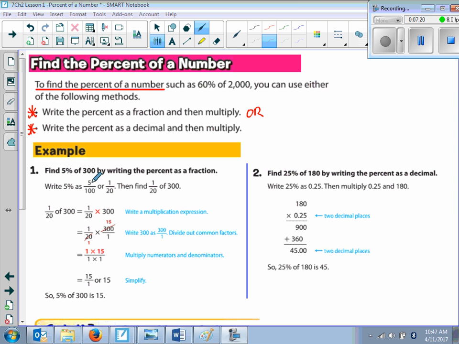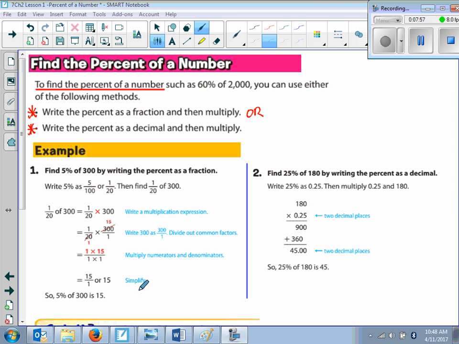Okay, and then you're going to simplify that by dividing the numerator and the denominator by 5, and we get 1/20. So now 1/20 is what we're going to find, 1/20 of 300. And of course, of means multiply, so we're going to multiply 1/20 times 300. Then you're going to simplify before you multiply, and then we multiply straight across, and we end up with 15 over 1, or just 15. So 5% of 300 is 15.